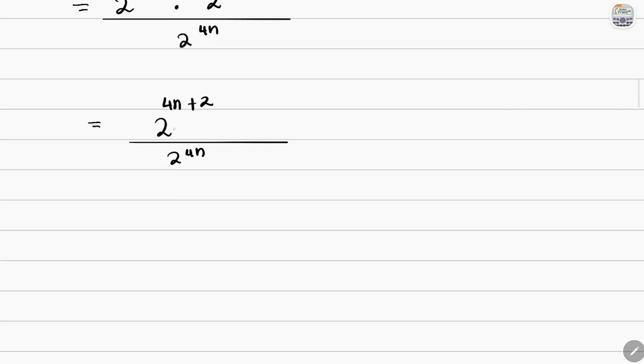Okay, so now we can divide. You see, you could have split these up if you wanted to. It can be 2 to the power of 4n and then break it up. How we can split that up is 2 to the power of 4n times 2 to the power of 2.